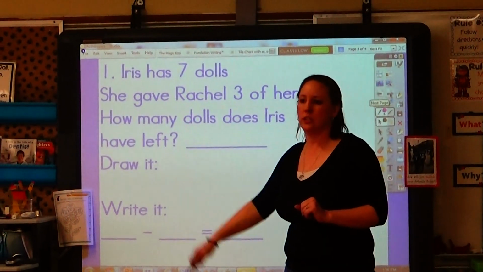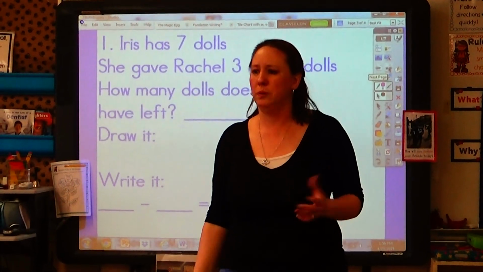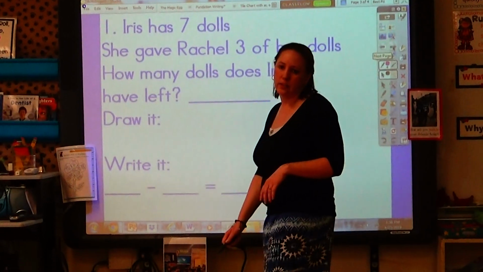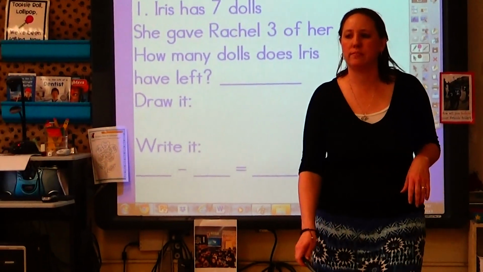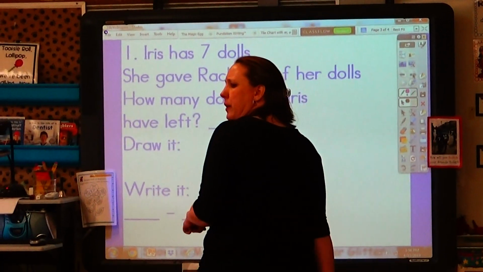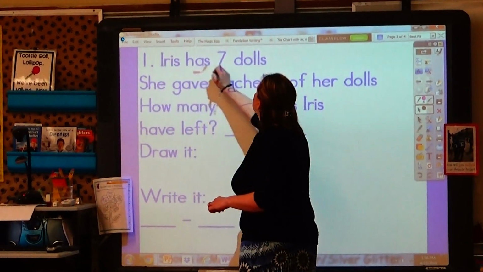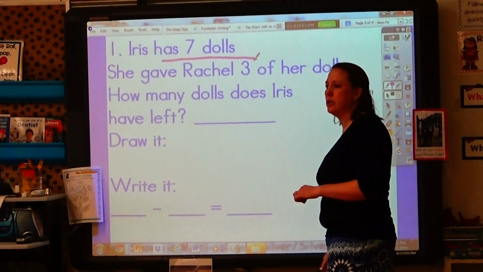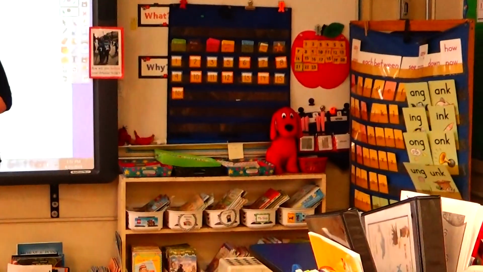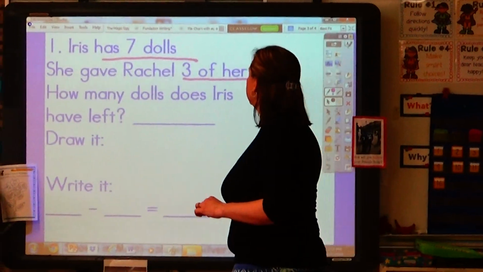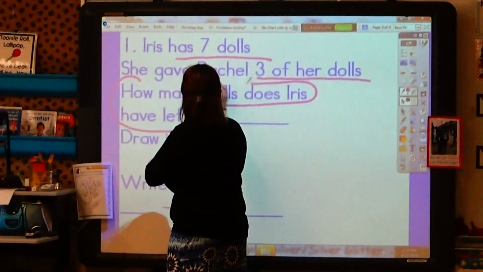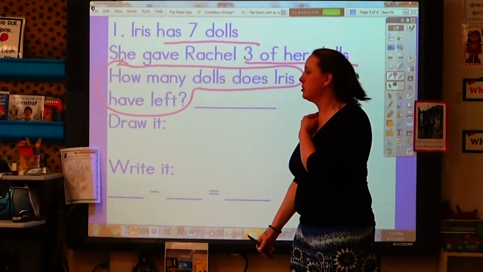Iris has 7 dolls. She gave Rachel 3 of her dolls. What a nice friend, don't you think? How many dolls does Iris have left? All right. We have some things to figure out. We need to circle what do we know? Or underline what do we know? Iris has 7 dolls. What do we know she did with her dolls? She gave 3 of her dolls to Rachel. How many dolls does Iris have left? Well, that's our question. That's what we're trying to figure out here. So, how many does she have left?